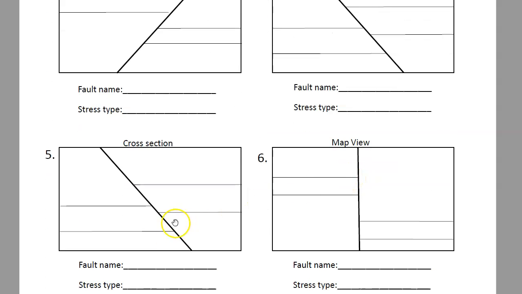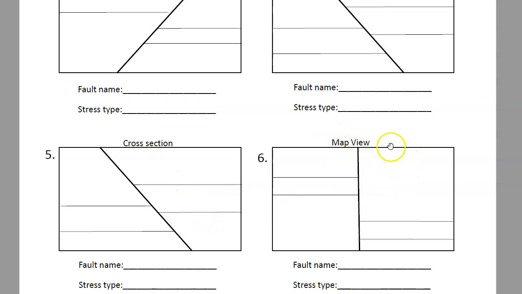So we can just continue this game, right? So if it's cross section, oh, I know I have a side view. It's normal or reverse. I put my hand or finger on the fault and I go straight up. Hanging wall has gone up. That's a reverse fault.